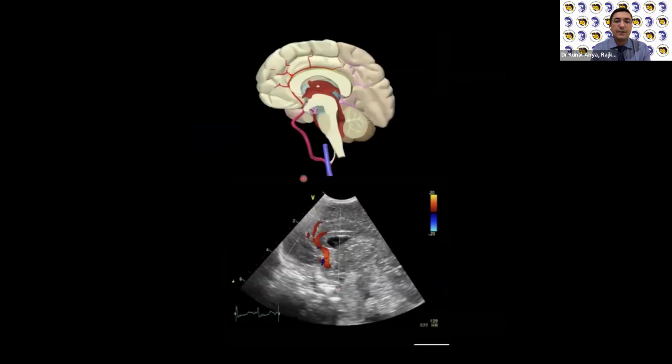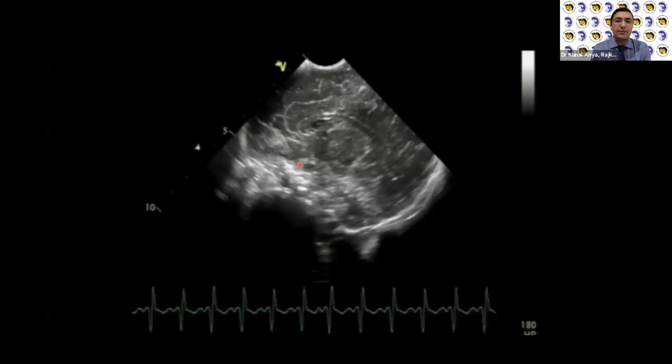Then how do you measure it? First, you need to identify the anterior cerebral artery. Then you need to keep your pulse wave Doppler gate over here. So again, I'm telling you, true sagittal view. Try to identify a pulsatile structure. Keep your color flow gate over here. And then you keep your pulse wave Doppler, and then you press your pulse wave Doppler again. So you will be able to see.